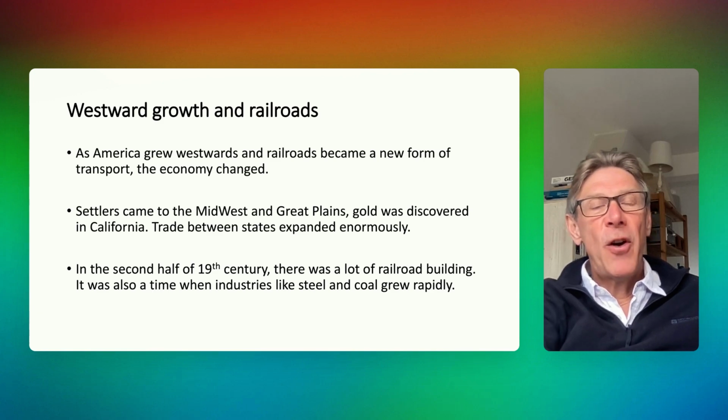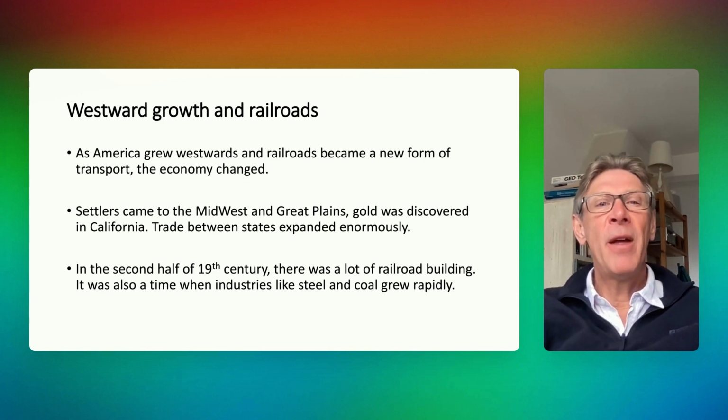America grew, as you remember, from the east coast and grew westwards and grew southwards. But there's this big growth westwards. And railroads became a very important way of transporting goods and people long distances. Settlers moved west to the Midwest and then the Great Plains. And then in California, gold was discovered. And with this move, trade between the states expanded enormously.